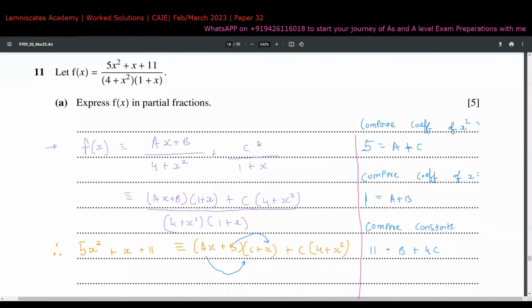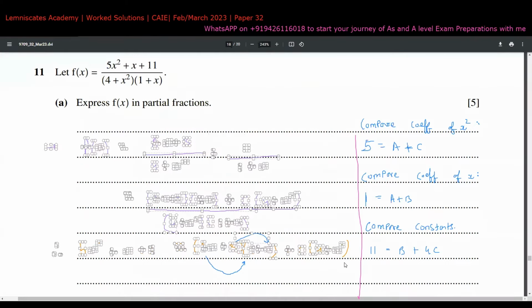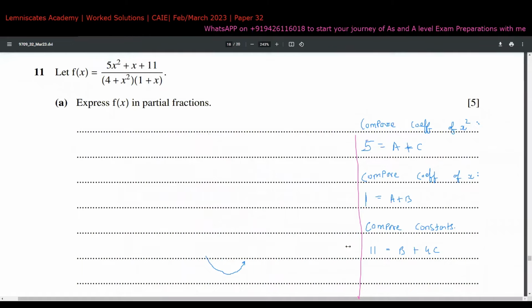So now we can simply go ahead and get rid of all of these things on the left side. We don't require this. And let's try to solve these equations. So what I can do is make a the subject from the first, and say that a is equal to 5 minus c. I can substitute this into this equation, right? So I know that a is equal to 5 minus c from the first equation. From this, I can say that a is equal to 1 minus b.